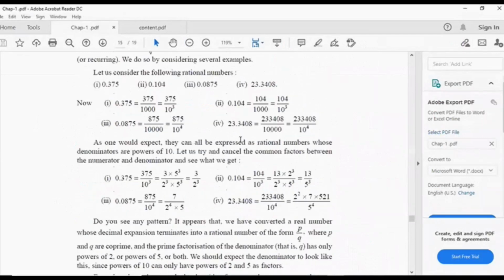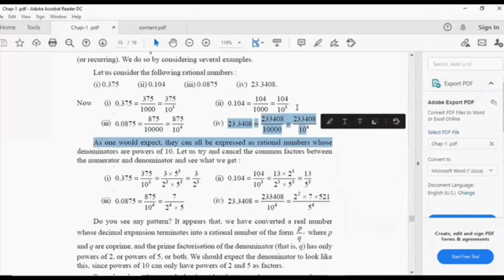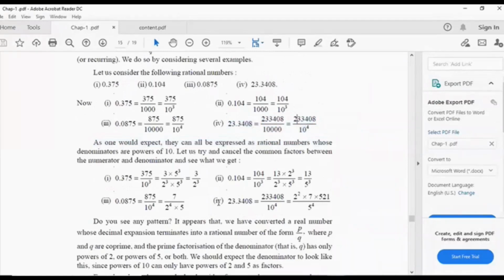Look here, the three of them we discussed already. Look at this example, 23.3408. You can write the fraction form like this: 2,33,408 divided by 10 raised to 4. Here the decimal point comes 4 places to the left, so the denominator you can take as 10,000.